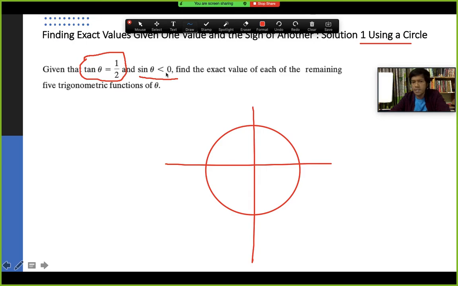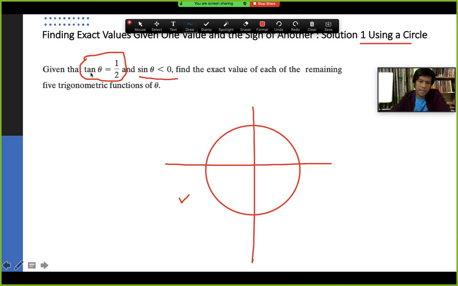Sine theta less than 0 means sine theta is negative. In which quadrant is sine theta negative and tan theta positive? You will notice that it is in this quadrant. In this quadrant, sine theta is negative and tan theta is positive. That means they are talking about something here.